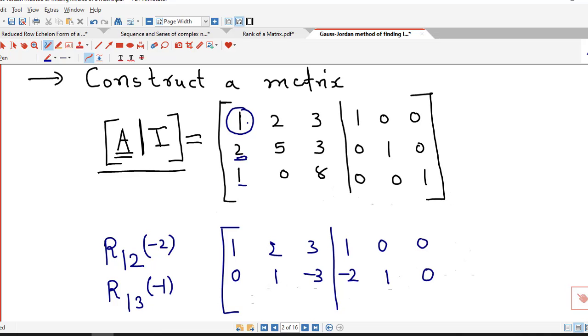Then we multiply first row by -1 and add in third row. So 1 into -1, which is -1 plus 1, 0. 2 into -1, which is -2 plus 0, so we have -2. 3 into -1, which is -3 plus 8, so we obtain 5. 1 into -1, which is -1 plus 0, so we have -1. 0 into -1, 0 plus 0. 0 into -1, 0 plus 1.